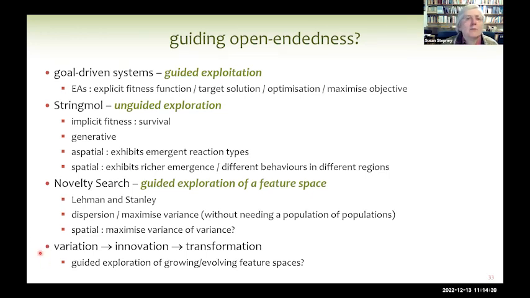about guiding systems. So we can think of ordinary evolutionary algorithms, goal-driven systems, as guided exploitation. You've got an explicit fitness function, you're optimizing, and you're guiding the system to that optimum. Stringmol, by contrast, is unguided. We've got no fitness function except in intrinsic survival, but it's exploration. We're not trying to find some extrinsic objective. And the aspatial gives you emergent reaction types, and the spatial gives much richer complexity.